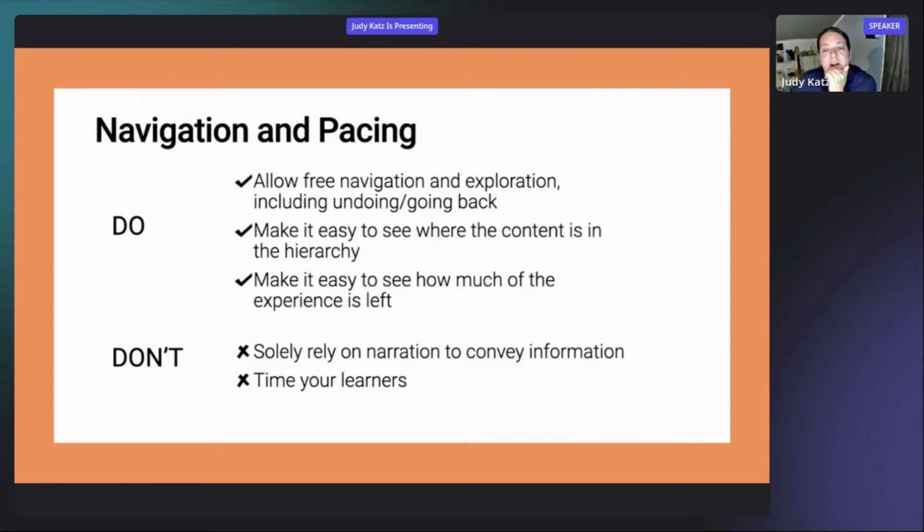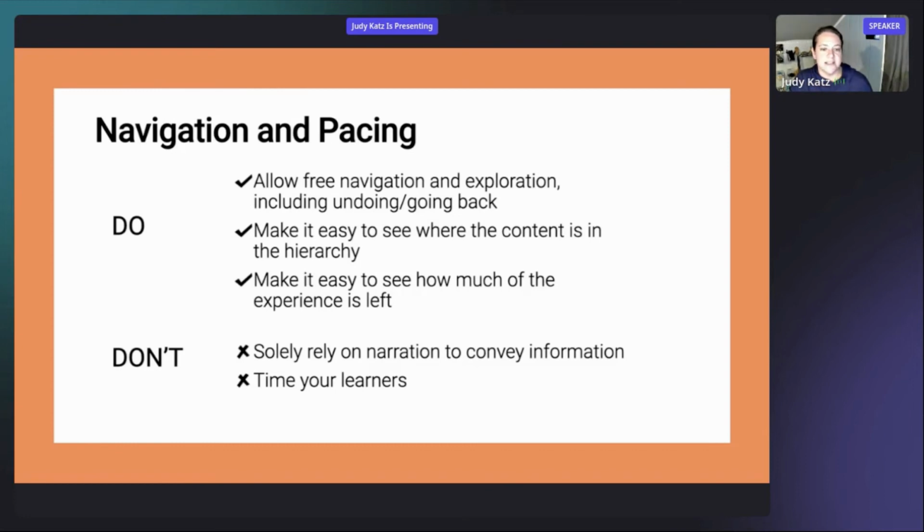Make it easy to see where the content is or where the learner currently is in the hierarchy. This is also incredibly important for learners with TBI or PTSD. Those things affect memory, and so being able to place yourself where you are and know where that is is super, super important. So both of those, the second and third bullets, are related to that.